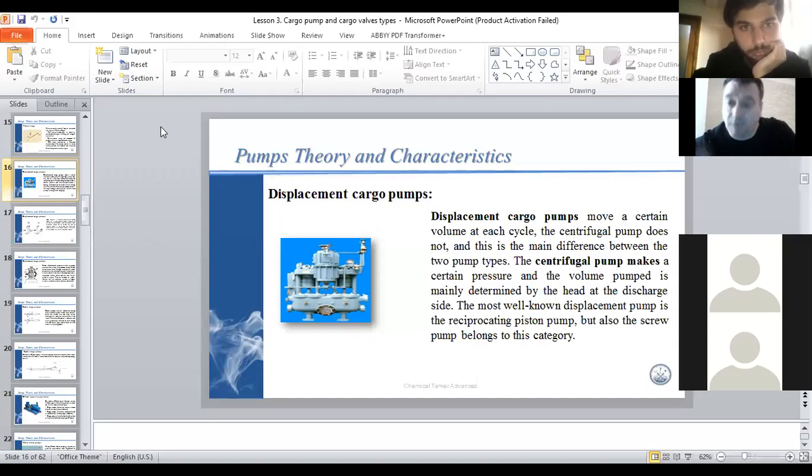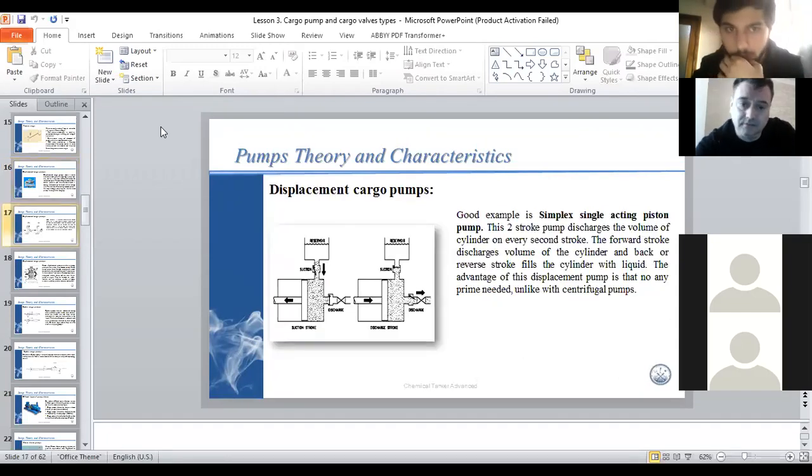Displacement cargo pumps, the piston pumps and others, have very good suction. You can suck, you can clean, you can strip the cargo tank very easily with the displacement cargo pump. With the centrifugal cargo pump, this operation takes time and it is not so easy.